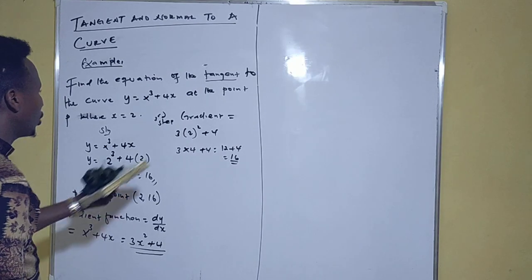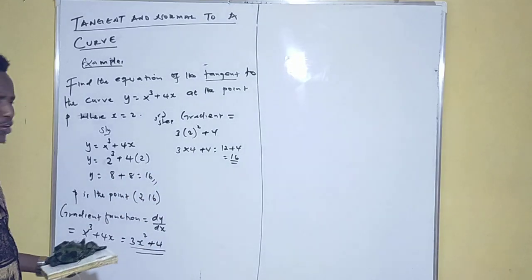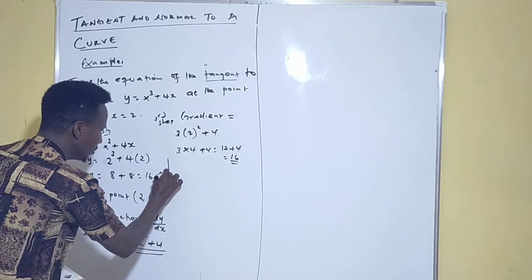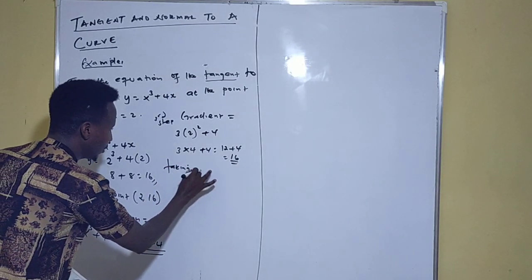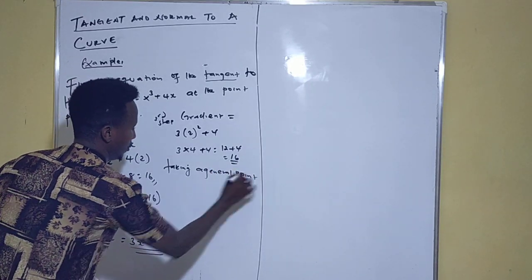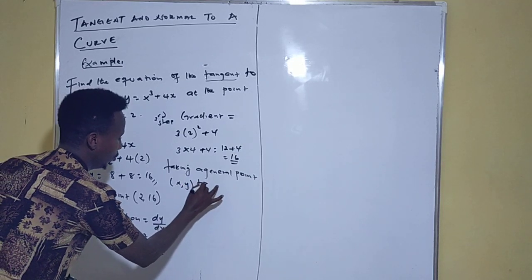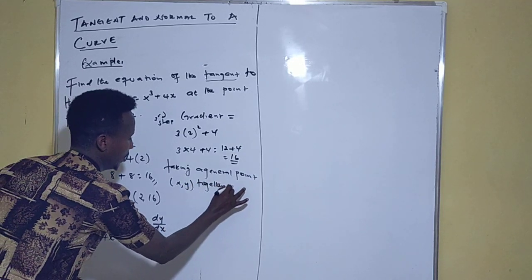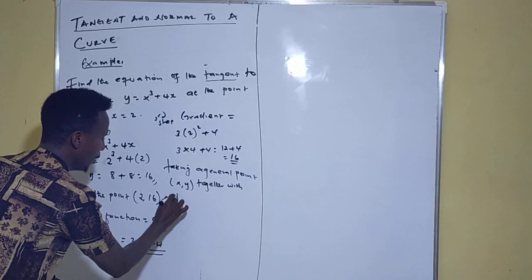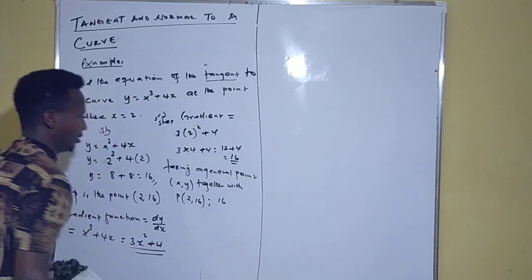Just understand. So after getting a gradient and having a point, what are you going to do? You're going to say, taking a general point. The general point is always called what? X1, in bracket. Together with B, which is (2, 16), and my gradient, which is also 16.